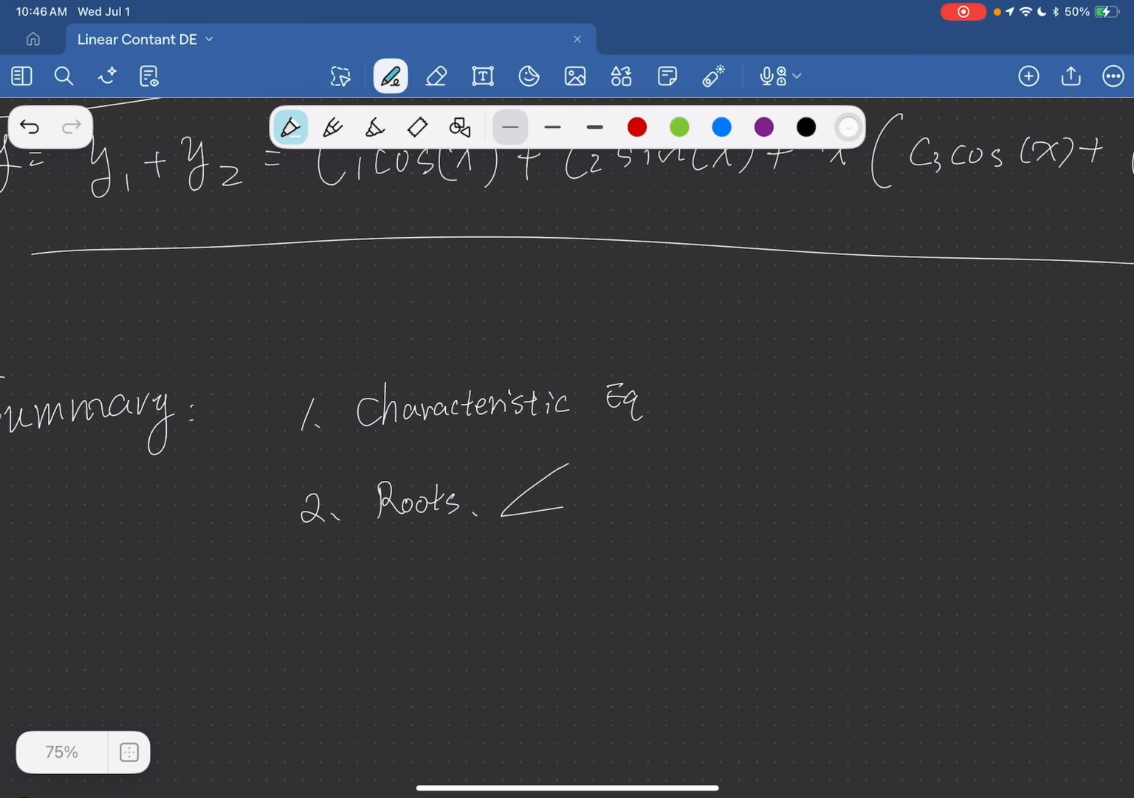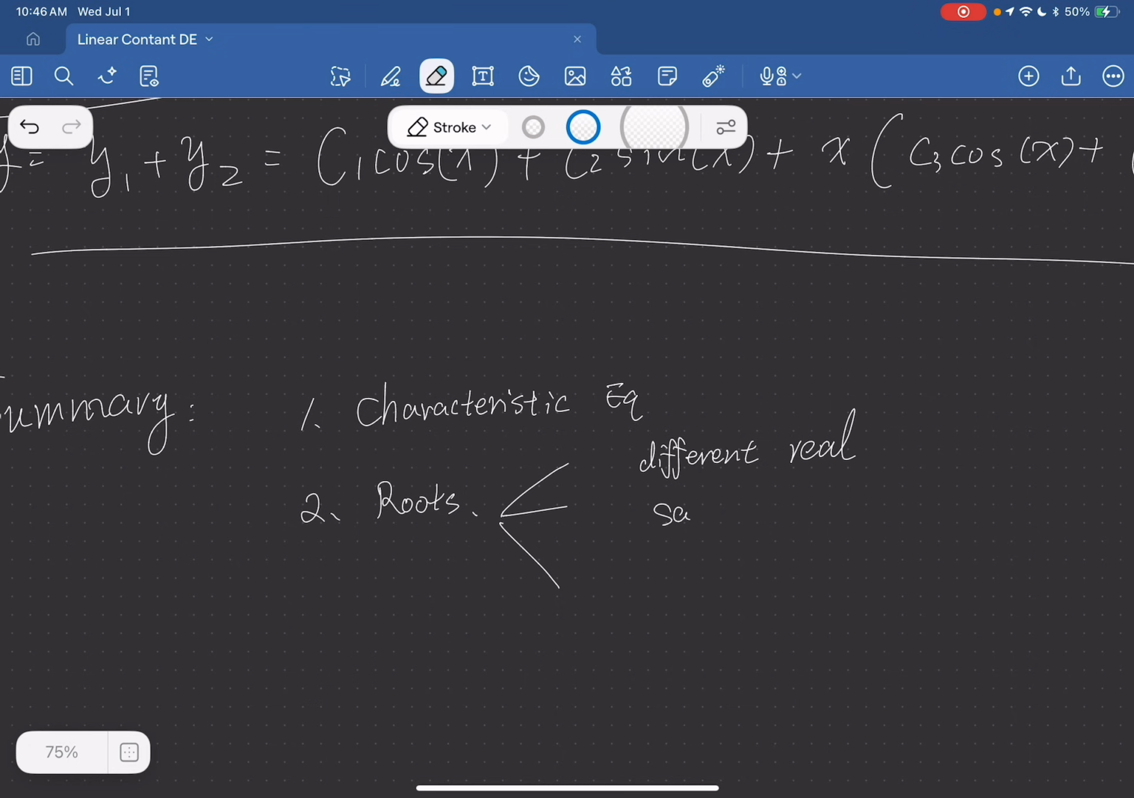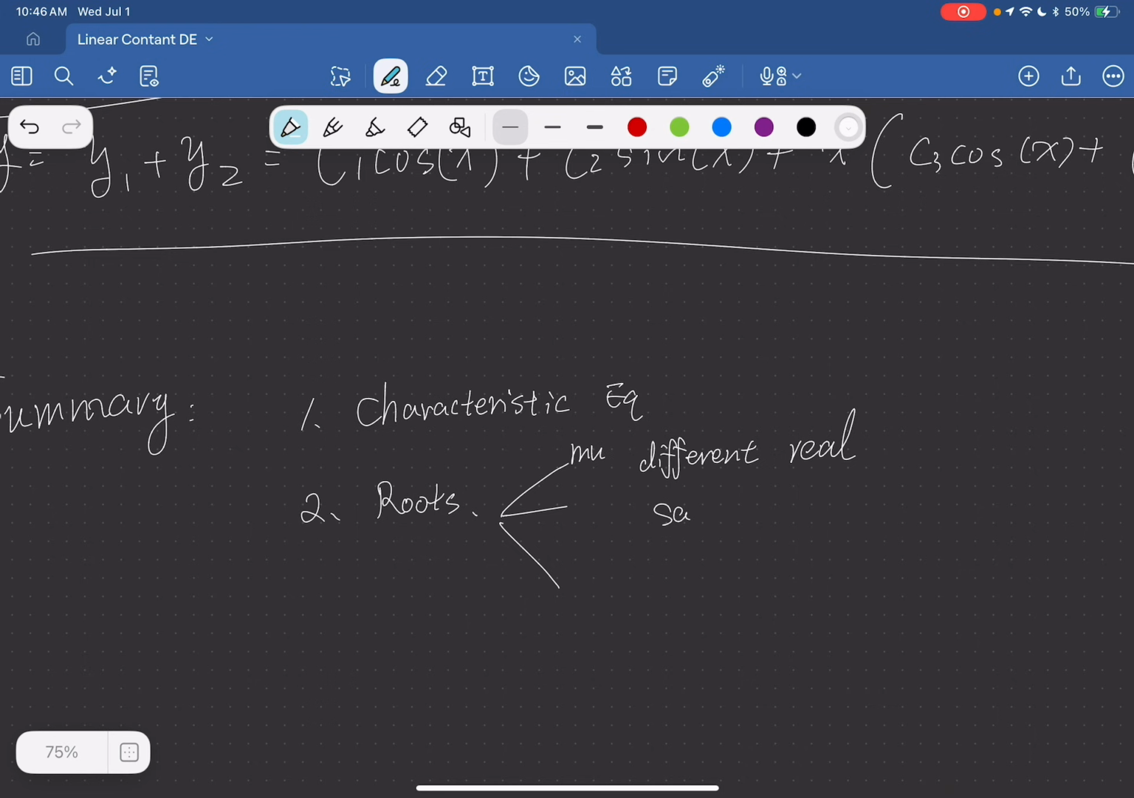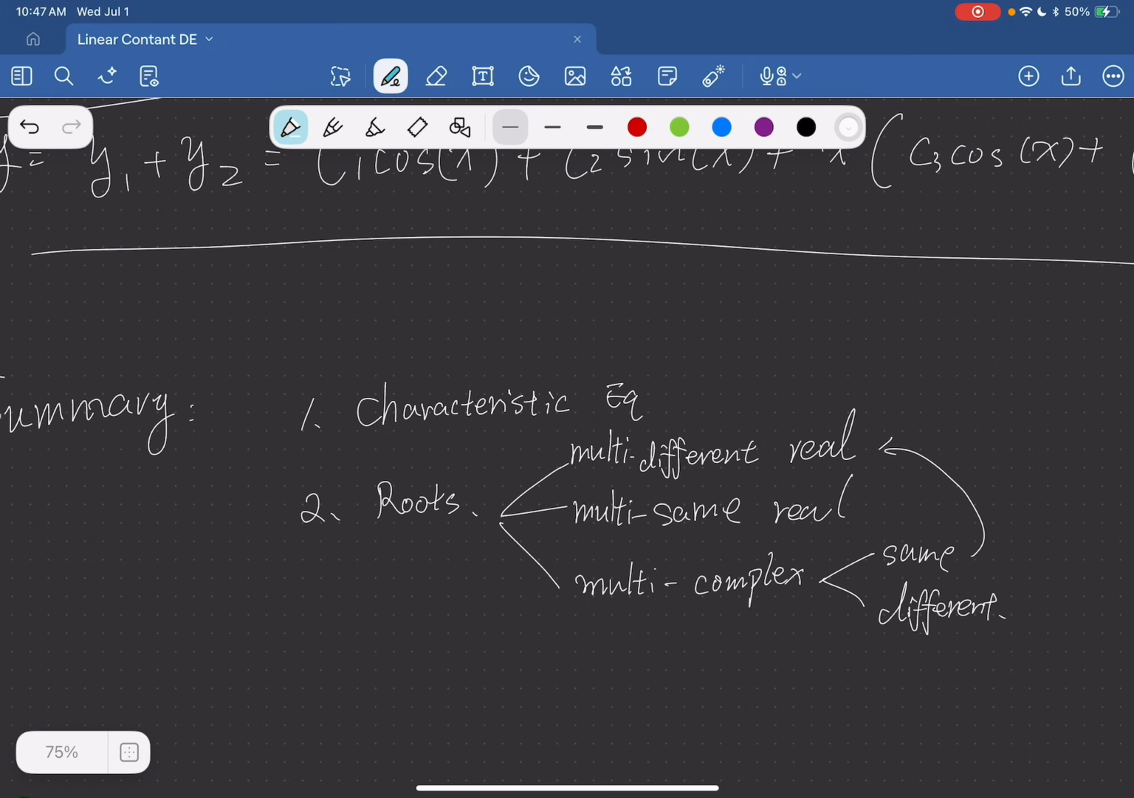And we know there are three scenarios: you have multiple different real roots, or you have multiple same real roots, or you have multiple complex roots. And for the complex, you still have the same and different cases, but they apply the same principle as the first and the second case.